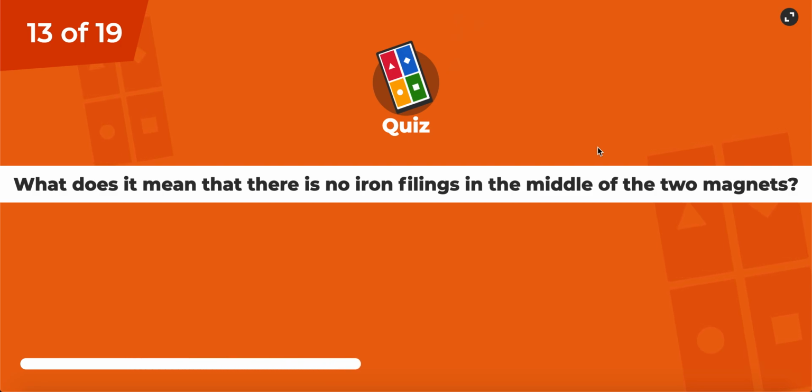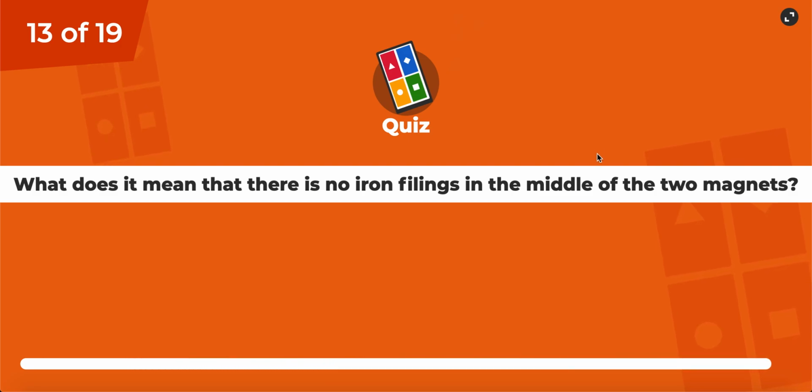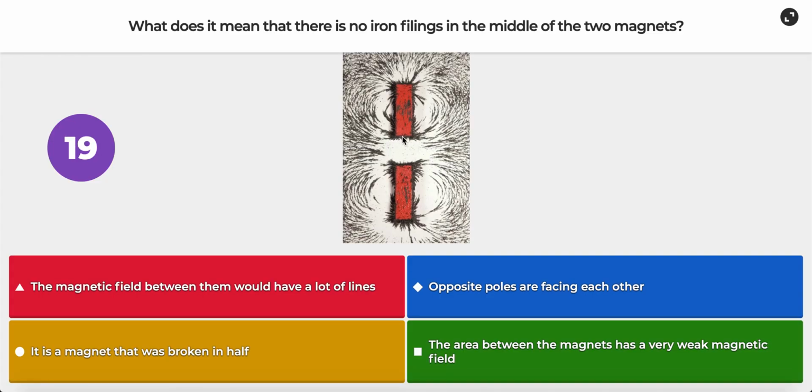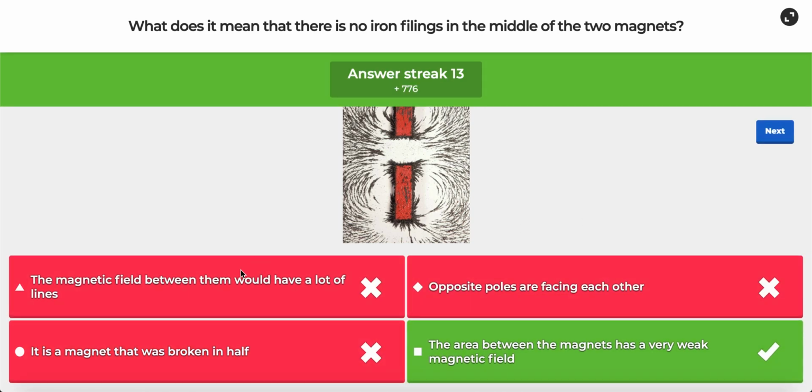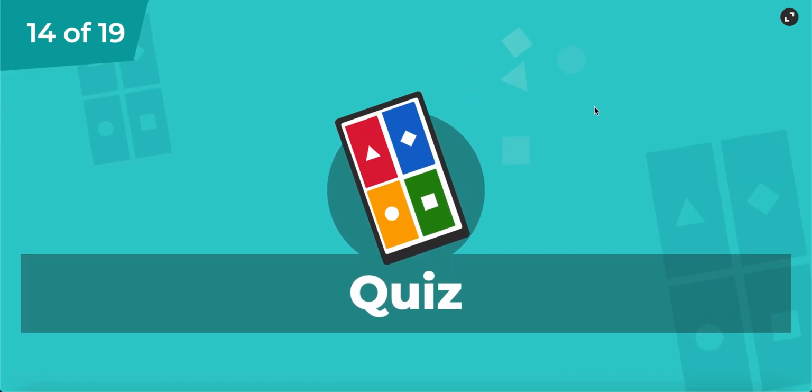What does it mean that there are no iron filings in the middle of these two magnets? So, we've got a magnet, no iron filings there, and therefore there is no magnetism there, and that means that the area between the magnets has a very weak magnetic field. If the magnetic field had a lot of lines, that would be very strong. If opposite poles were facing each other, the magnets would have a strong magnetic field between the two of them, and there would be a lot of iron filings. And if the magnet was broken in half, these would also be opposite poles. So this means that these are same poles, and therefore there is a weak magnetic field.